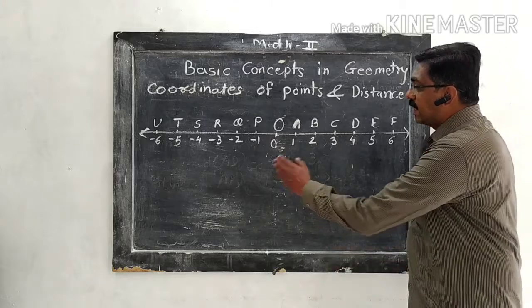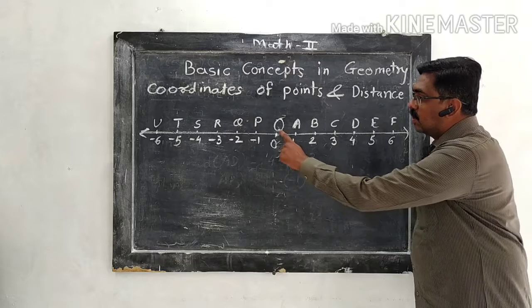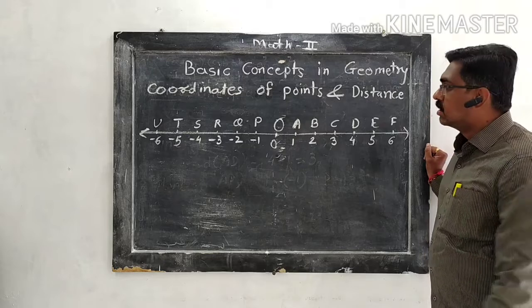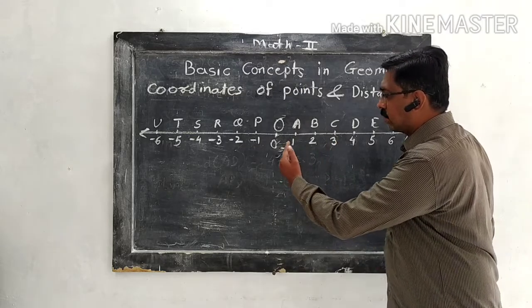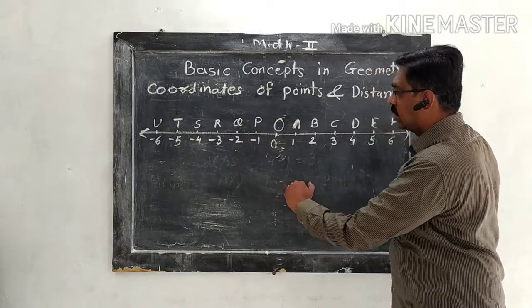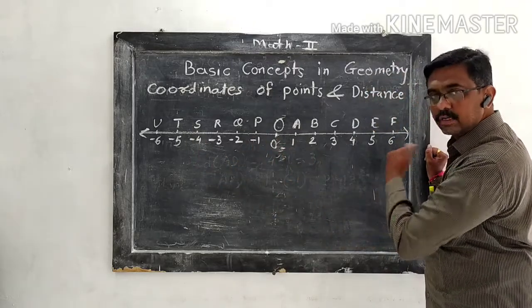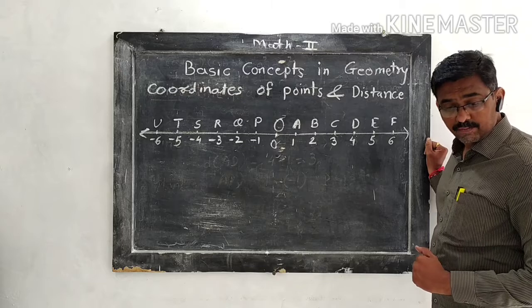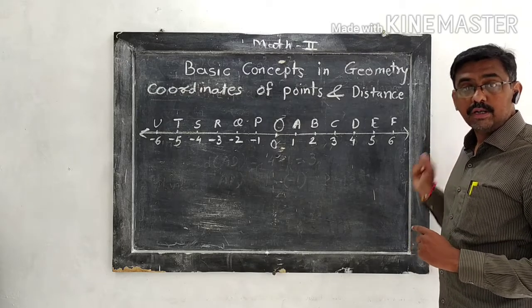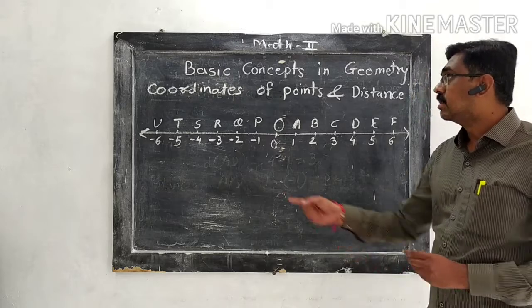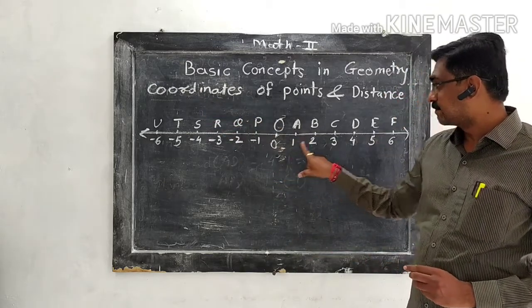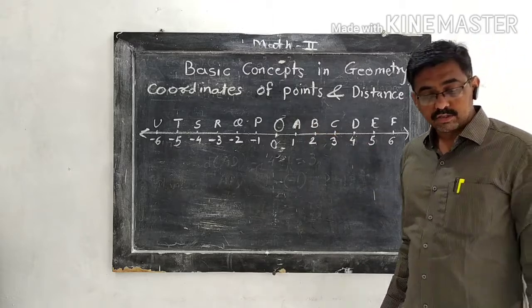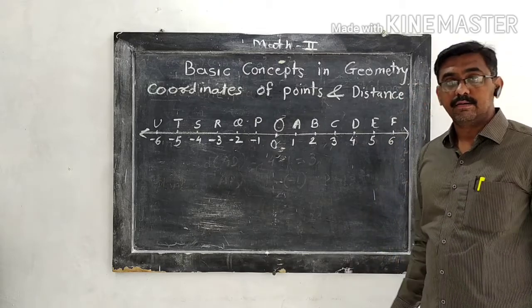So we take the number line with O for the origin, and it denotes the point 0. All the negative points are left of O, and all the positive points are right of 0. The number associated with a point on a number line is called its coordinate. Again, I am going to explain this. What is meant by coordinate? The number which is associated with a point is called the coordinate of that point.